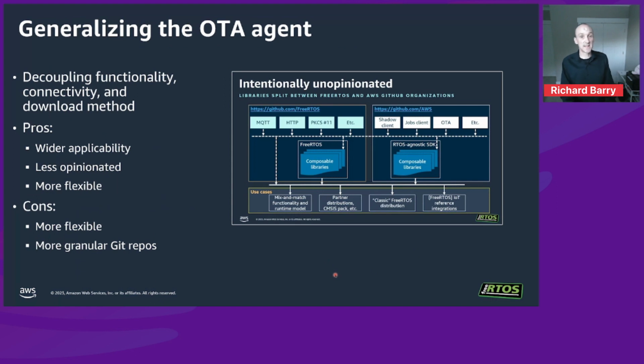So the first is generalizing the OTA agent. Now, when I showed this slide, which I've got in an inset here, you may have noticed that OTA was over on the AWS side. This is quite opinionated because it is connecting to the AWS IoT OTA service. So in the spirit of making things more applicable and less opinionated, this is being broken apart now. So at the moment, you can do downloads over an MQTT streaming service or HTTP. If you've got your own over-the-air update mechanism, breaking it apart allows you to use that instead.